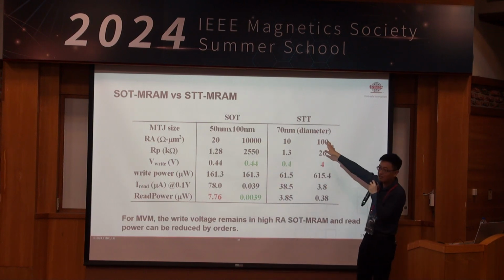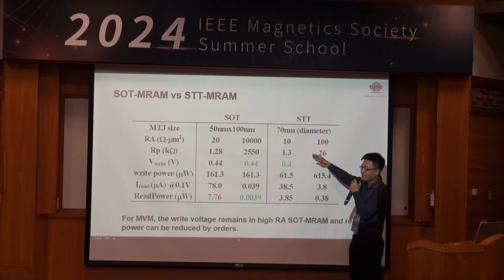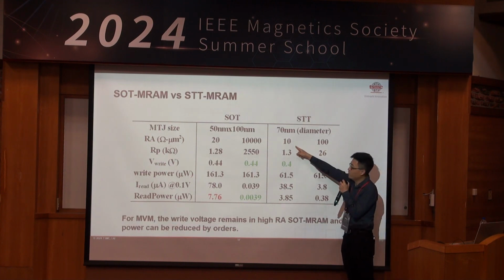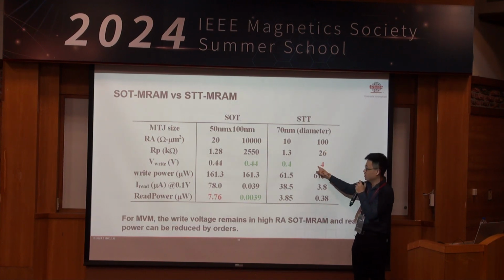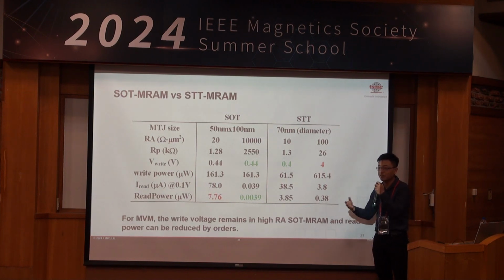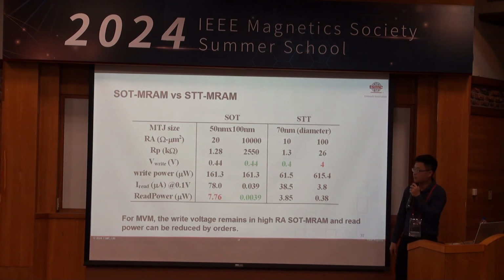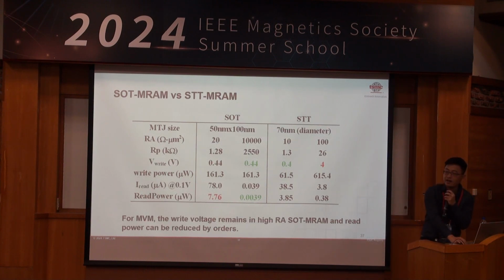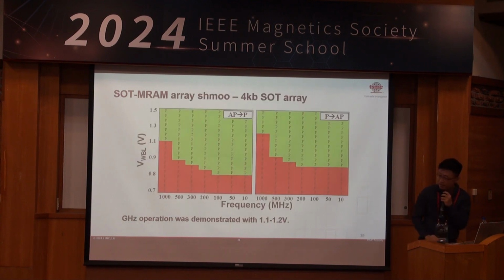But we also have the STT. For the STT, it's really simple. If you increase RA by 10 times, then you need to increase the write voltage by 10 times. And this is so far impossible given the core voltage of the CMOS wafer. So that's the reason why, if you need some high-resistance application, SOT is the best choice.